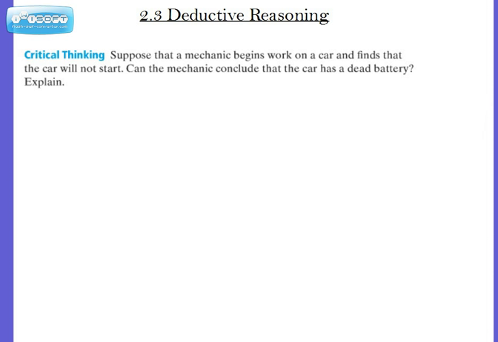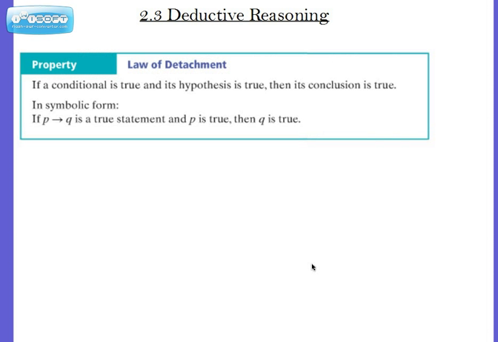So that's an example here, going back, that is an example of our law of detachment. If the conditional is true and its hypothesis is true, then the conclusion must also be true.